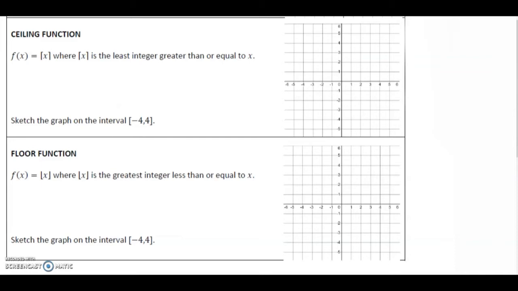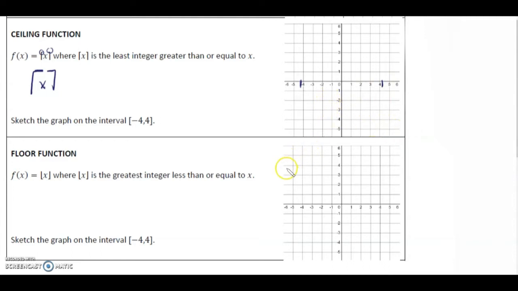Okay, the ceiling function, which is x with brackets that almost look like they're putting a ceiling over x. Just make note that it's not an absolute value function. The ceiling function is the least integer greater than or equal to x. We're going to sketch this on the interval -4 to 4. So we're going to sketch it from here to here. That's our domain.